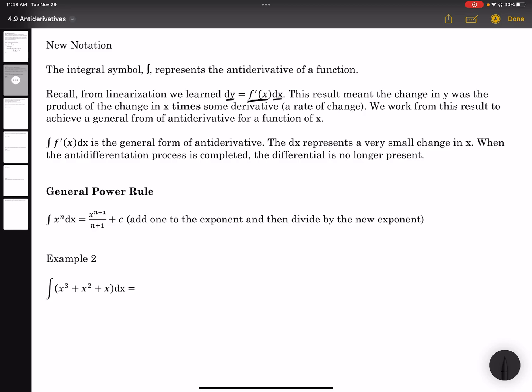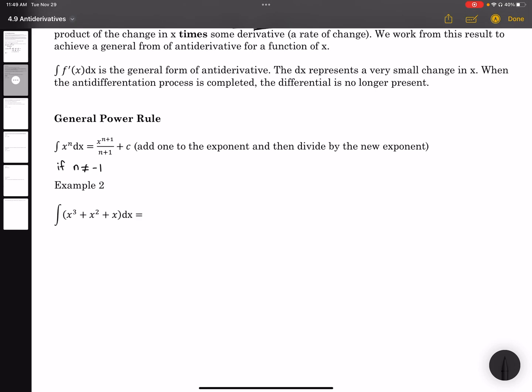I should mention that this holds if n is not equal to -1, because if n is -1, then -1 plus 1 is 0, and we can't actually divide by 0. So for our second example, we just want to apply the general power rule where we can. Add 1 to the exponent, divide by that new exponent.